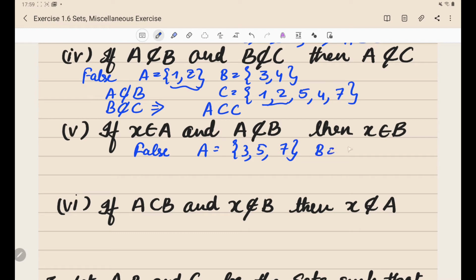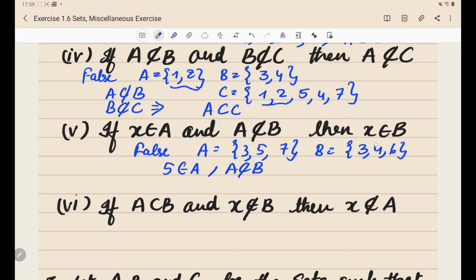Elements of B are, let's say, 3, 4 and 6. Then you can see that x belongs to A. So let's take the element 5. 5 belongs to A, and also you can see that A is not a subset of B. That is also satisfied.